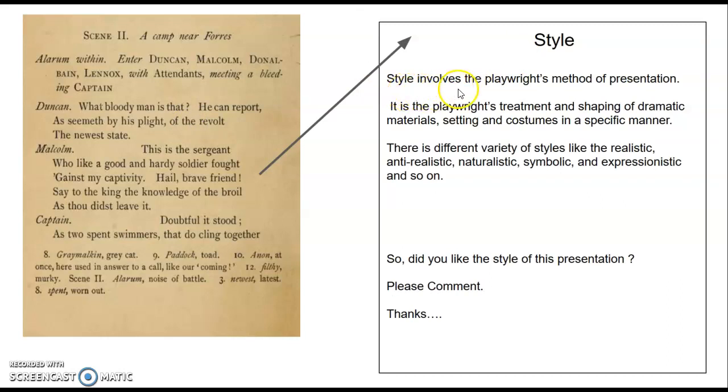Last one is style. A style involves the playwright's method of presentation. It is the playwright's treatment and shaping of dramatic materials, settings, and costumes in a specific manner. Every dramatist has his own individual style. Shakespeare's style is quite different from that of Ben Jonson. So, when you watch their plays, you analyze and compare and vote your opinion for one or the other. There are different varieties of style like realistic, naturalistic, symbolic. Shakespeare's style is inimitable.